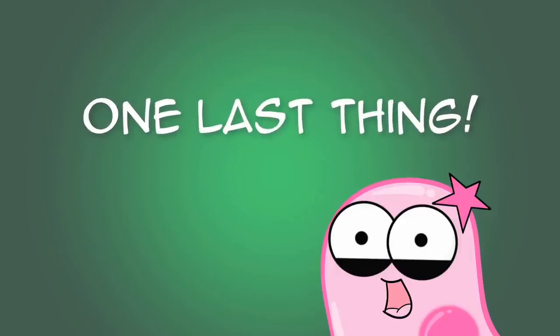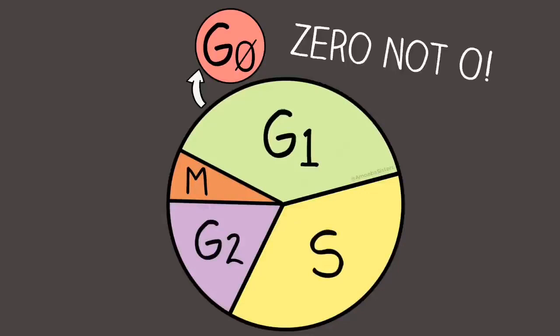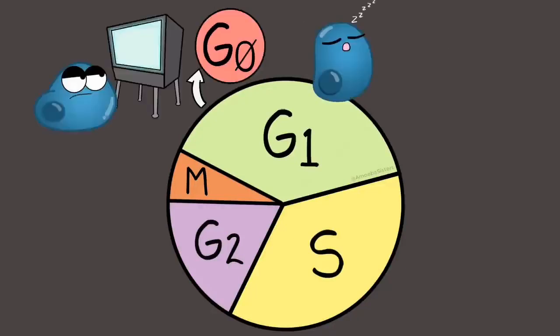One last thing to mention. There are some cells that don't go through the phases we mentioned because they're actually in G0. That's a 0, by the way, and not an O, because if it was an O, then it's a go, and G0 is kind of the opposite of that. G0 is a resting phase. Now, cells here are still performing cell functions, but they're not preparing to divide.